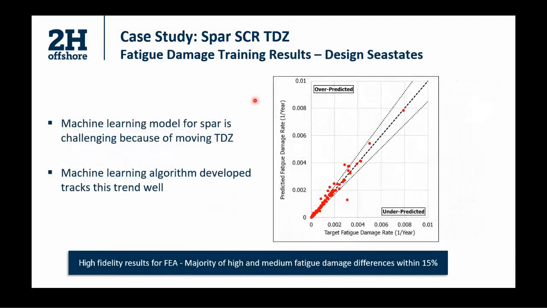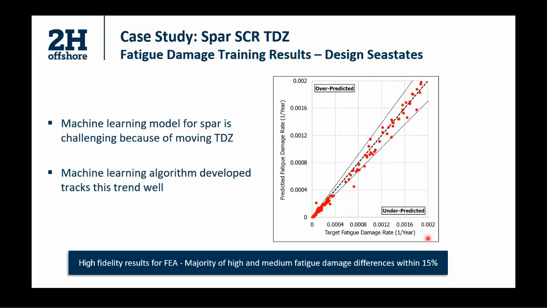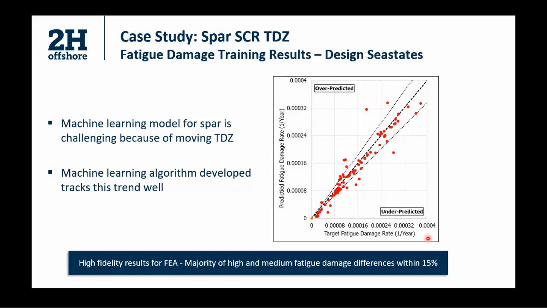Once that's done, we parse through the machine learning model, obtain the time traces, and then obtain stress time traces, and onward to the fatigue damage rate prediction, similar to the previous example. What you see is the predicted damage rate on the y-axis and the target fatigue damage rate on the x-axis. As before, a majority of these high and medium C states are all within 15%. This indicates that the machine learning algorithm that we have developed tracks the overall trend well.